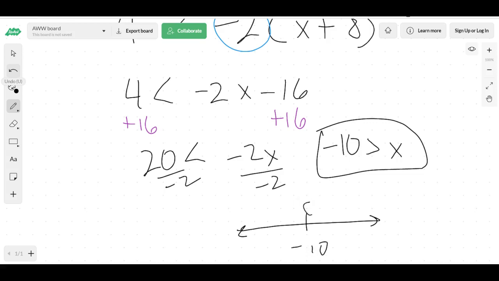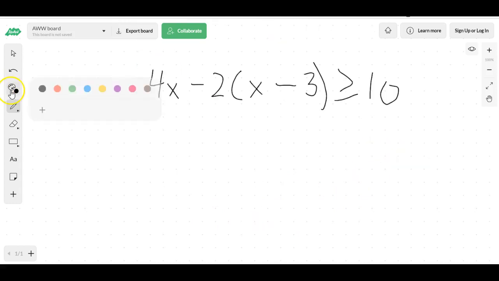And you want that to be the biggest number. So we're going to pick all the numbers that would be less, or to the left of 10. And again, it's going to be an open circle because I have no line underneath. Try the next one.